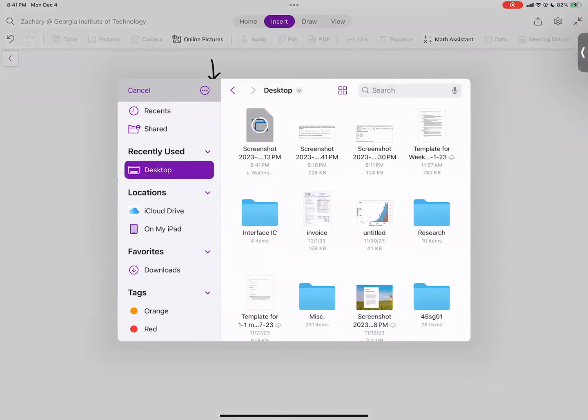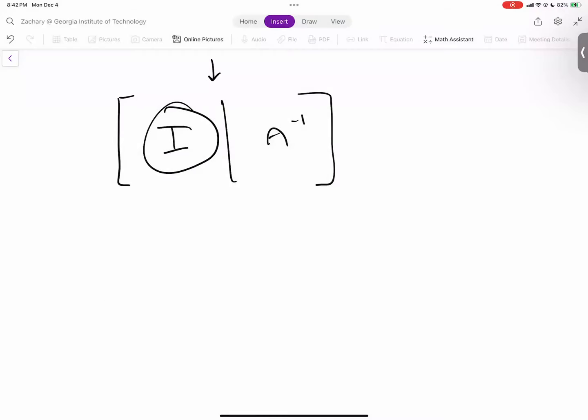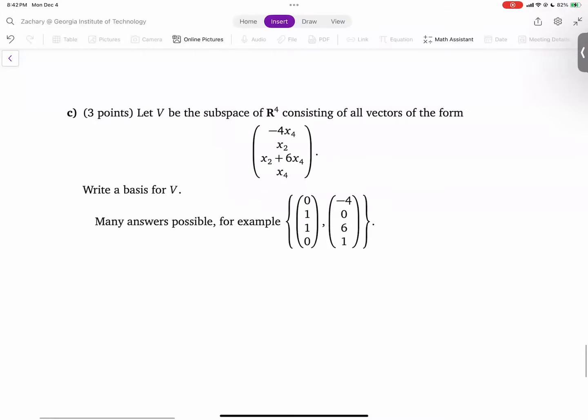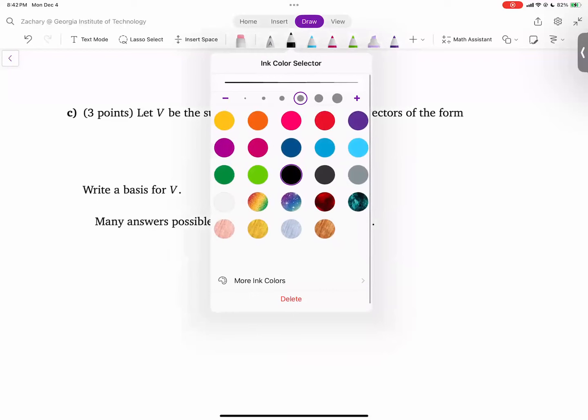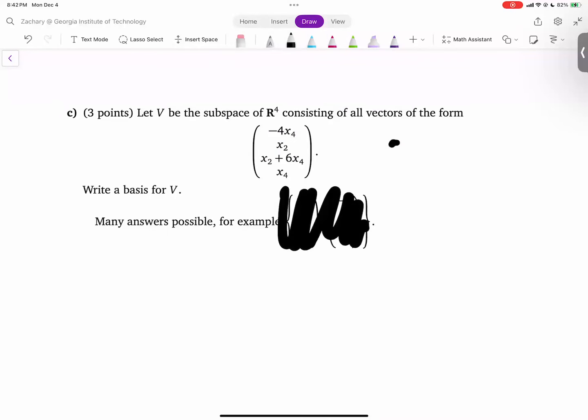So on that note, here's this problem. Let V be the subspace of R4 consisting of all vectors of the following form. Write a basis for V. I apologize, I screenshotted too much.